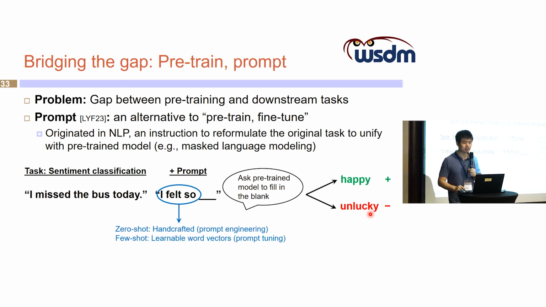So this prompt here can be either handcrafted, right? From prompt engineering, you need to engineer the right prompt to get the right answer. So it can be used in a zero-shot scenario, or it can be few shot. In the few-shot scenario, you can use learnable word vectors. Essentially, each word token is eventually mapped to some vectors. So if we can learn the vectors automatically using few-shot data, that's better than handcrafting, right? So this is called prompt tuning.